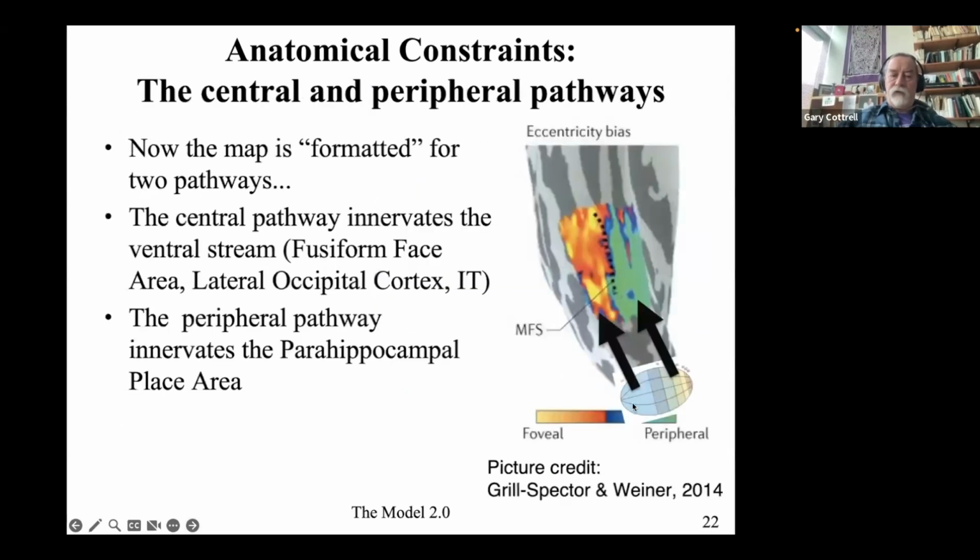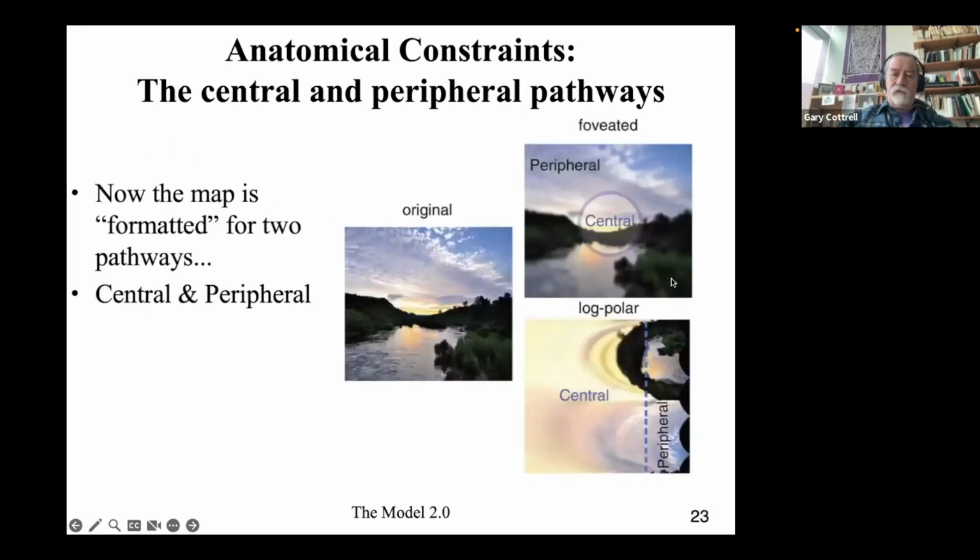And that makes it possible to have two pathways coming from here. This is from data from Colonnese, Grill-Spector. The red here is central vision and the green is peripheral vision, and this innervates the FFA and places like that. And this one will innervate the parahippocampal place area. So now the map is formatted for these two pathways.